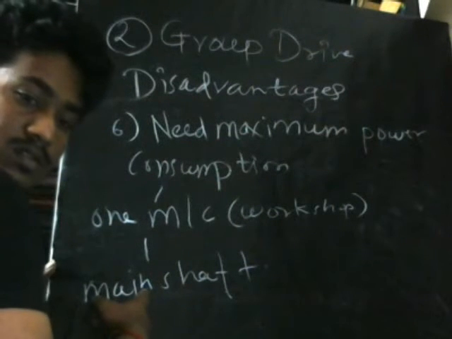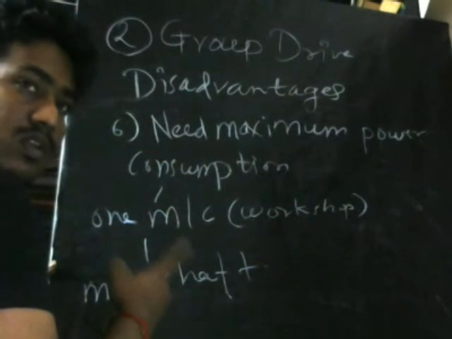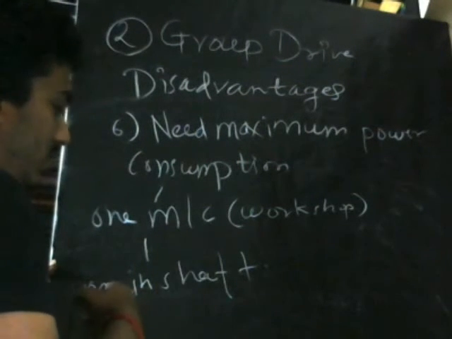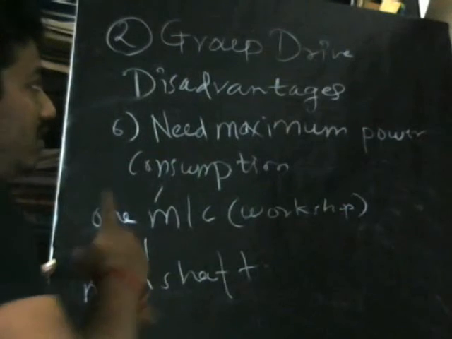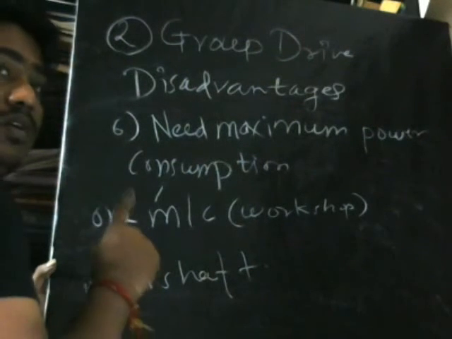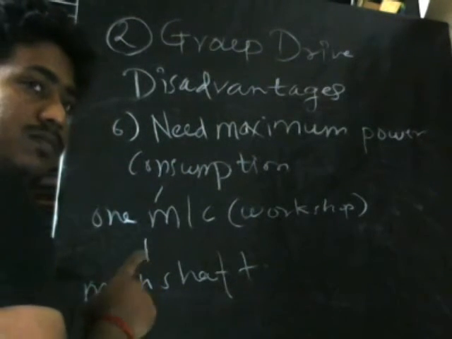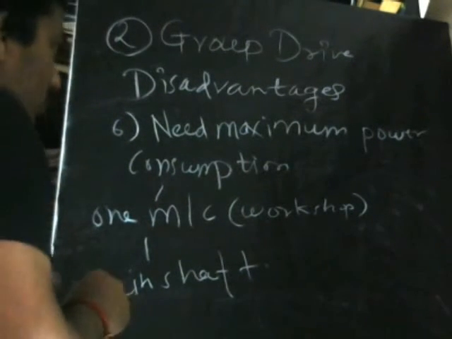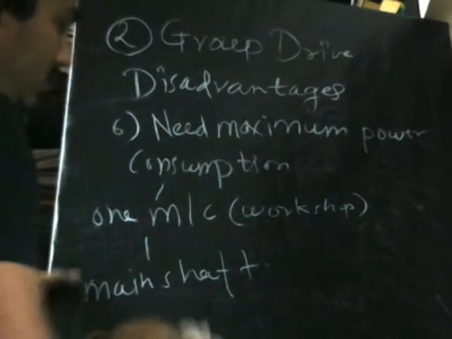Okay, which is required for driving all the machines. So that is a disadvantage. We need the maximum amount of power for driving even one machine in the workshop. That is the big disadvantage. That is the sixth one. Now let's see the seventh one.